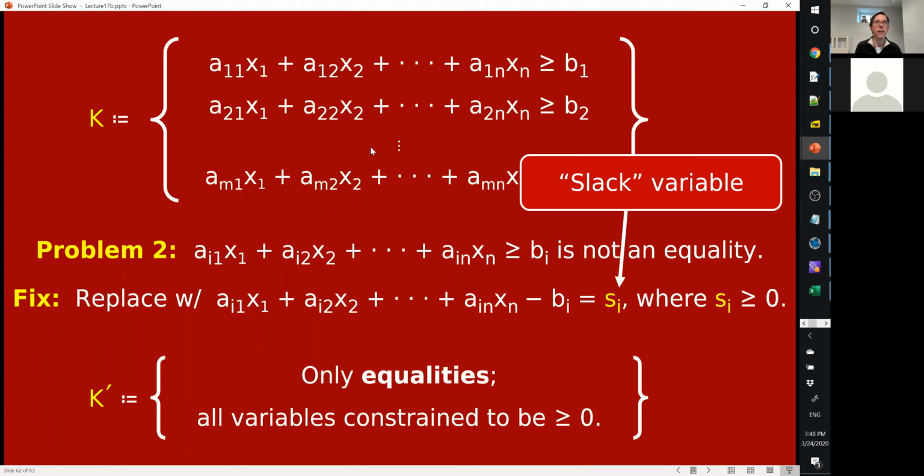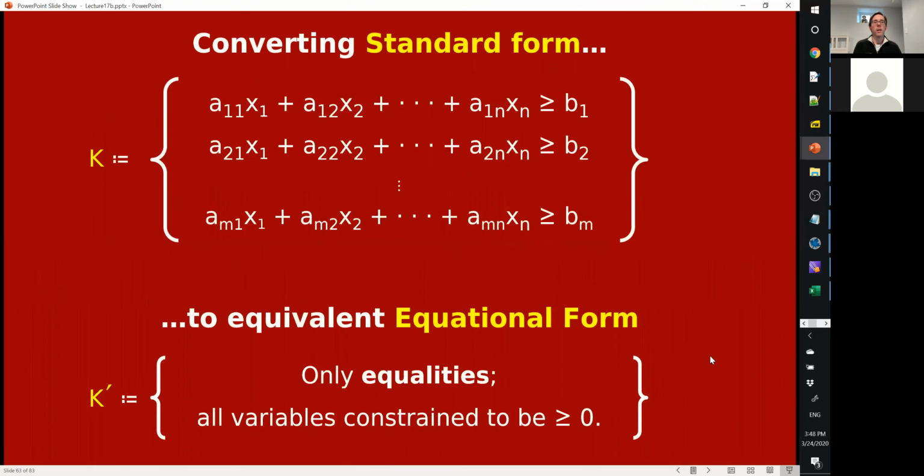Good. So if you put these two fixes together, it does the job. It converts this K that has only inequalities to this K prime that has only equalities, but with all the variables constrained to be non-negative. Any questions about this? Okay. Good. So let's go back here.